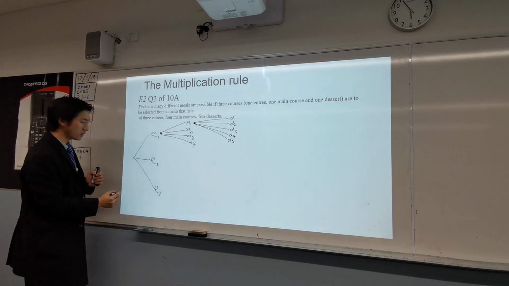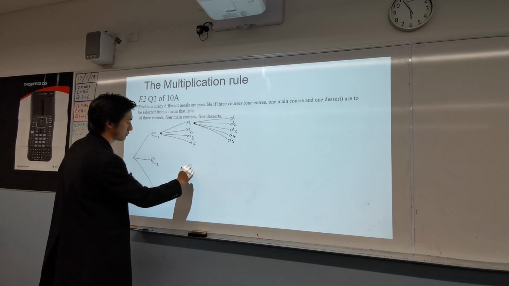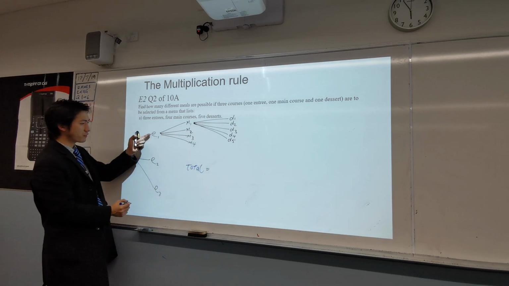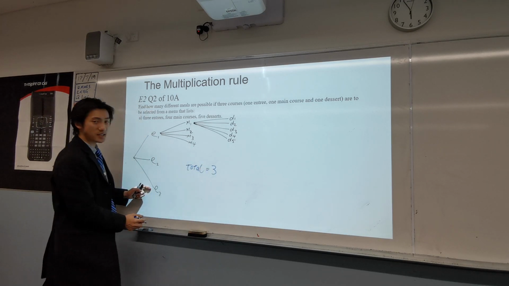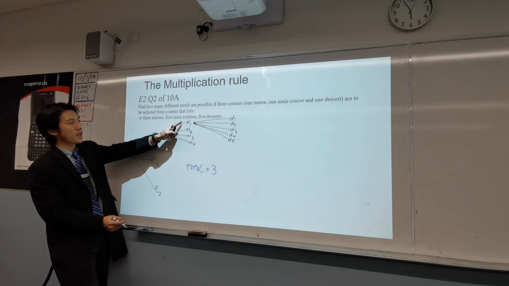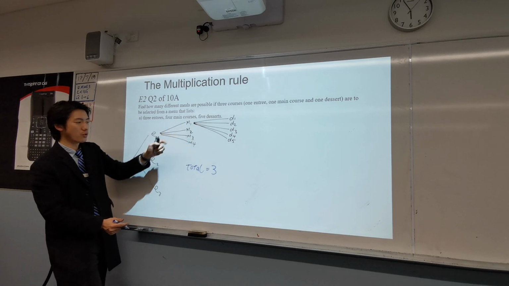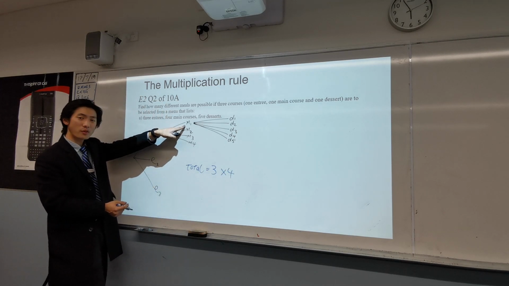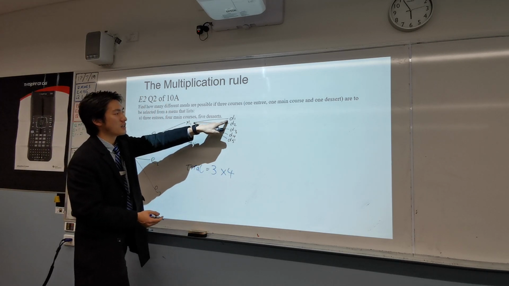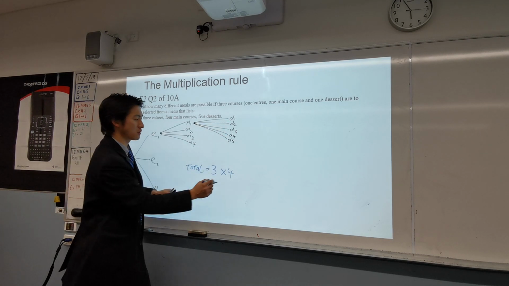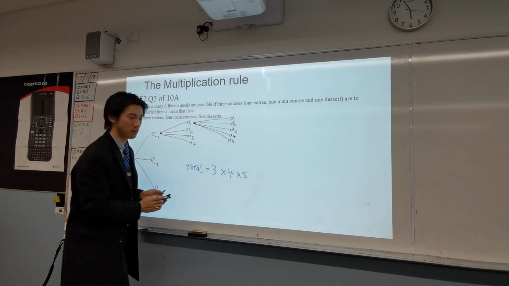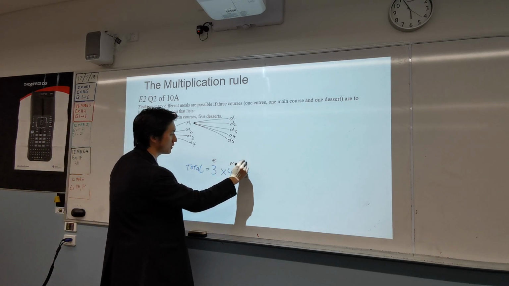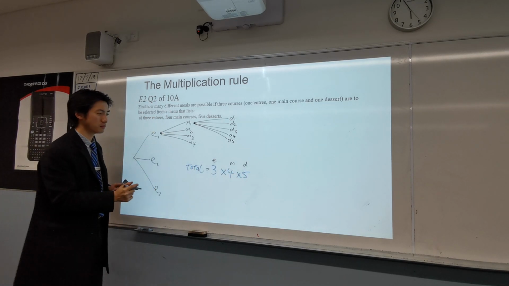desserts. So in total, we've got 3 different entrees to choose from, and each one of your entrees have 4 different main courses. 3 times 4. And each one of your main courses has 5 different desserts. 3 times 4 times 5. I'll just label these numbers, E, M, and D, to keep track of where we got them from.